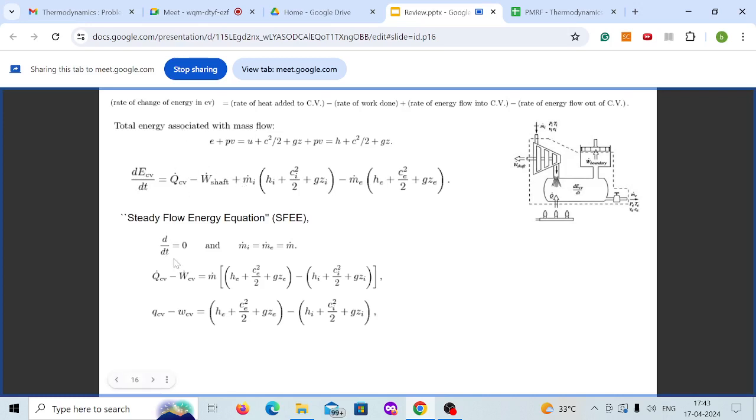This is the expression which you will get, and you can write it in terms of specific values. Then it's nothing but Q minus W equals enthalpy out minus enthalpy in, and also the potential and kinetic energies.